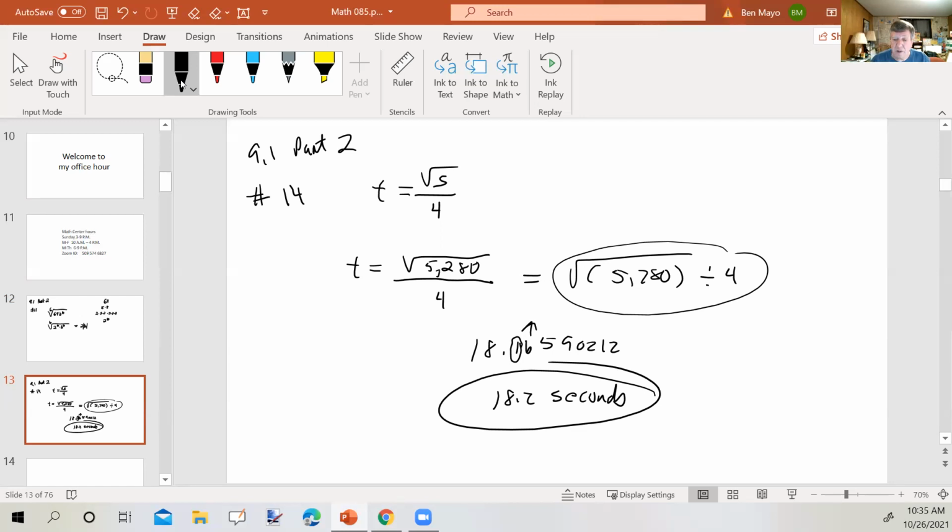All right. Any questions about anything else before we go on to section 9.2? Anybody? Can you do number 16? Number 16. Okay. Let me find your number 16. Let's see here. There we go. Number 16. So again, from 9.1 part 2.